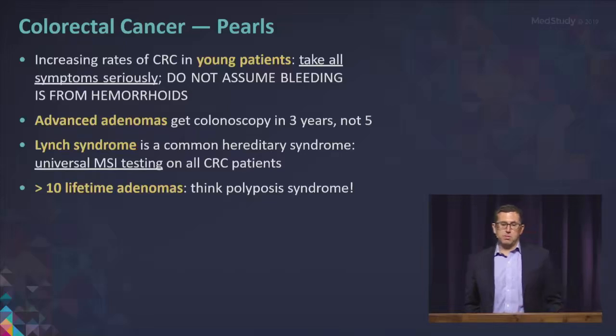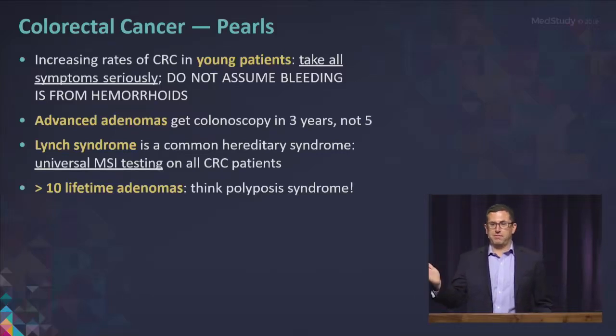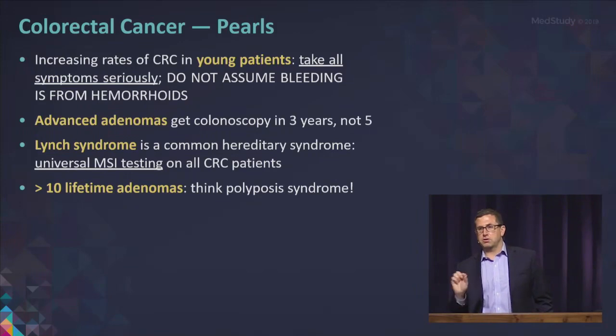So colorectal cancer pearls, increasing rates of colorectal cancer in young patients. Take all symptoms very seriously. Don't assume bleeding is from hemorrhoids. Advanced adenomas, if you have an advanced adenoma, in 2014, you're going to get a colonoscopy in 2017, 3 years later, not 5 years. Lynch syndrome is a common hereditary syndrome. Again, universal MSI testing on all colorectal cancer patients now. And if you have greater than 10 lifetime adenomas, you want to think that a polyposis syndrome, such as FAP, could be present.